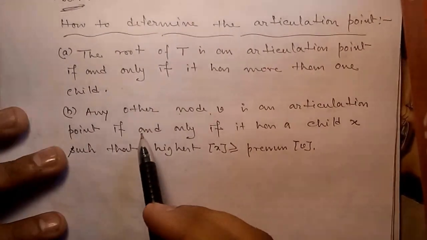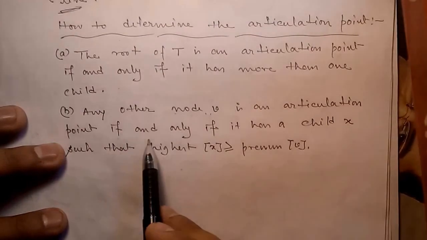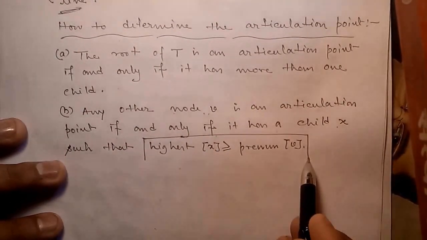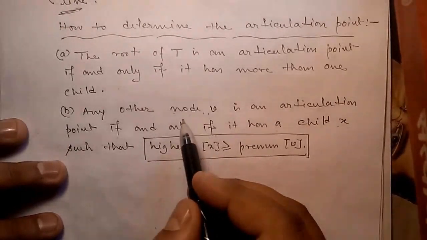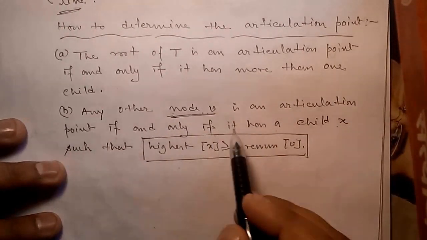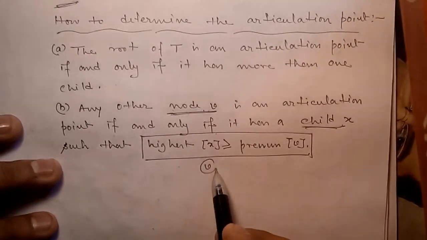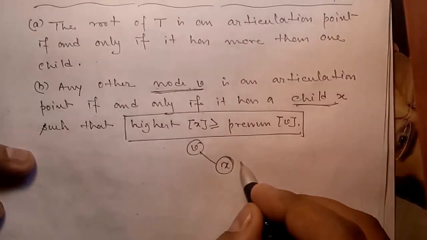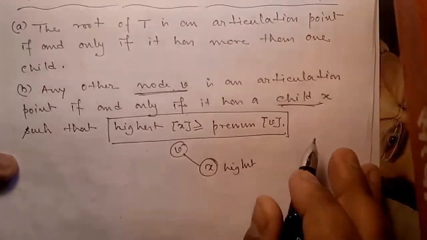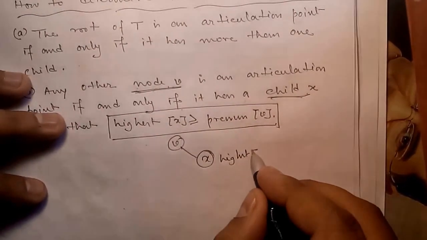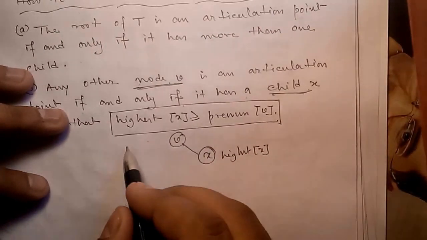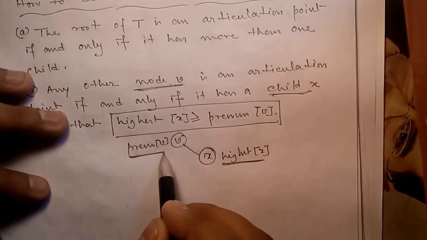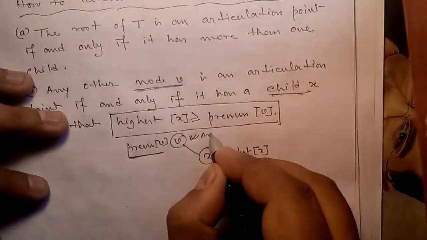Okay, now any other node V is an articulation point if and only if it has a child x such that highest of x is more than prenup V. Node V is an articulation point if and only if it has a child, so V and x. So if highest of x is more than prenup V, if this value is more than this, then V is an articulation point.